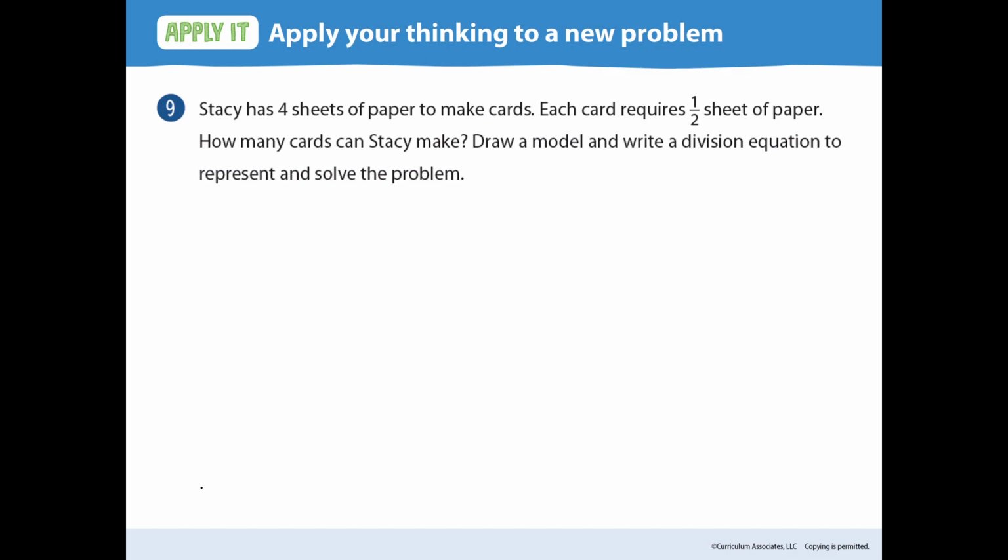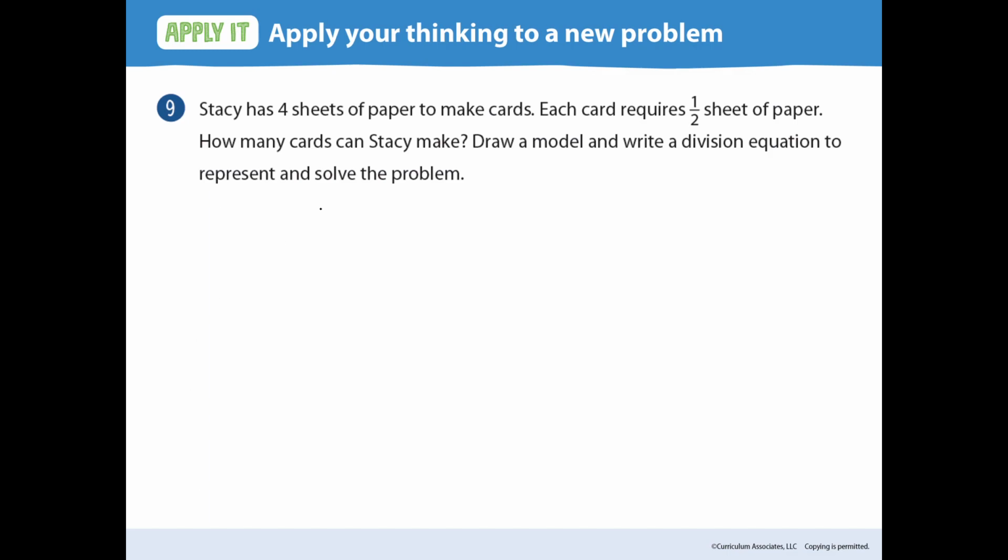All right, let's look at number 9. Apply your thinking to a new problem. Stacy has 4 sheets of paper to make cards. Each card requires 1/2 sheet of paper. How many cards can Stacy make? Draw a model and write a division equation to represent and solve the problem. Pause the video, find your solution, and then press play.